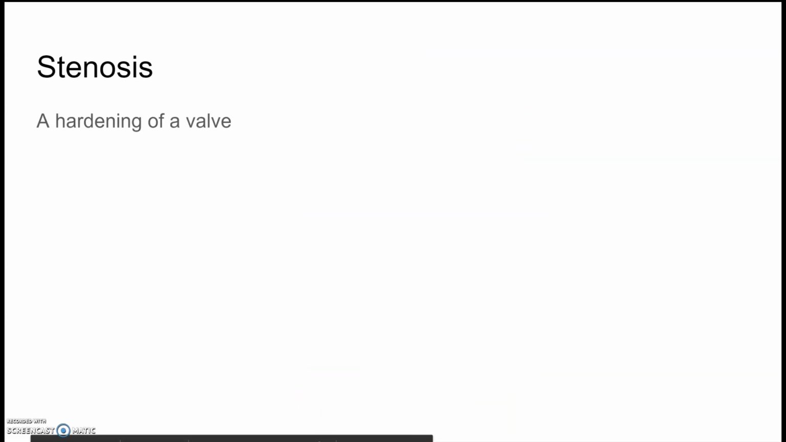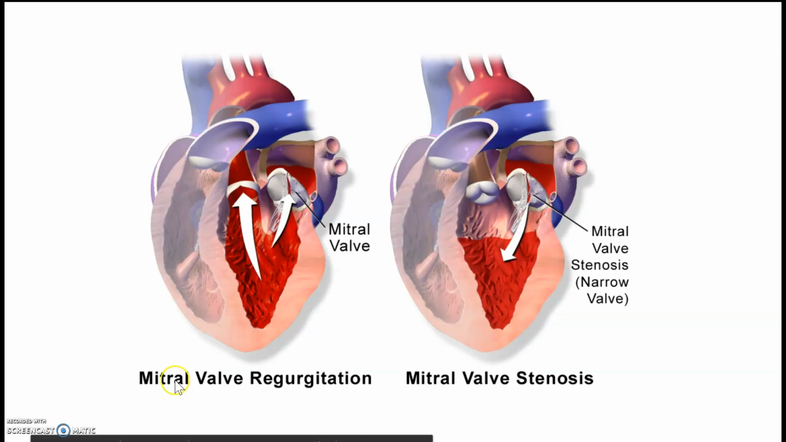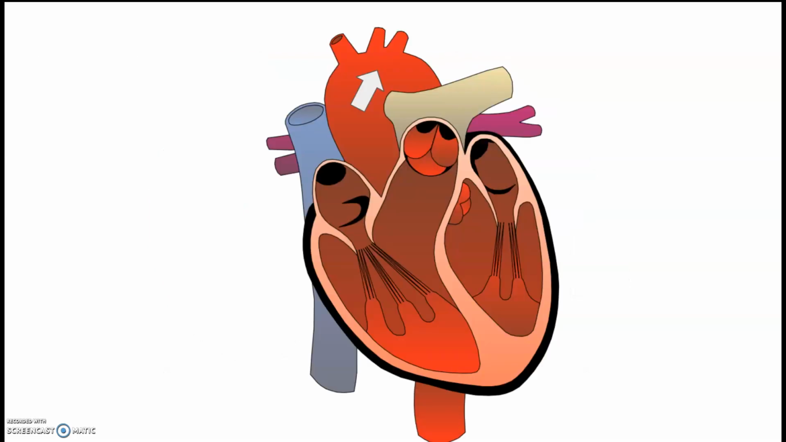But stenosis is a hardening of a valve, and a hardened valve is not going to move nearly as much as it should. So what's going to happen with stenosis is that it's going to be very, very tough for blood to get pushed into the next area. So if it is a stenosed tricuspid valve, it's going to be very hard for that right atrium to push blood into the right ventricle. If there's stenosis in that mitral valve, it is going to be very hard for that left atrium to push blood into the left ventricle.